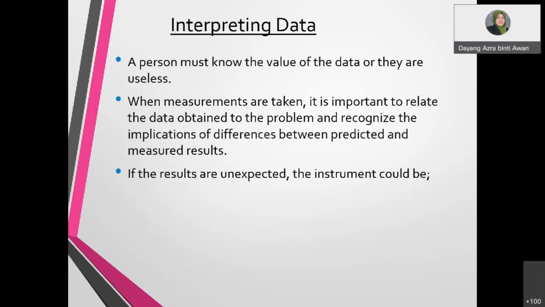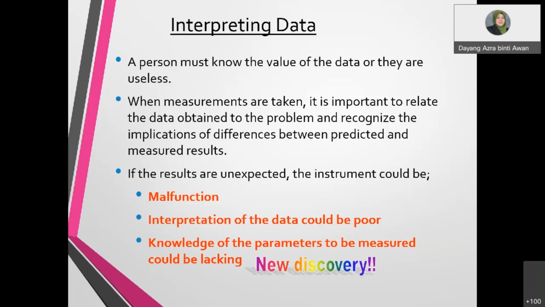So if the results are unexpected, it means your device is malfunctioning. Interpretation of the data could be poor, and sometimes this is a new discovery, if you still get different data. But normally it is because of malfunction and because of how you interpret your data.